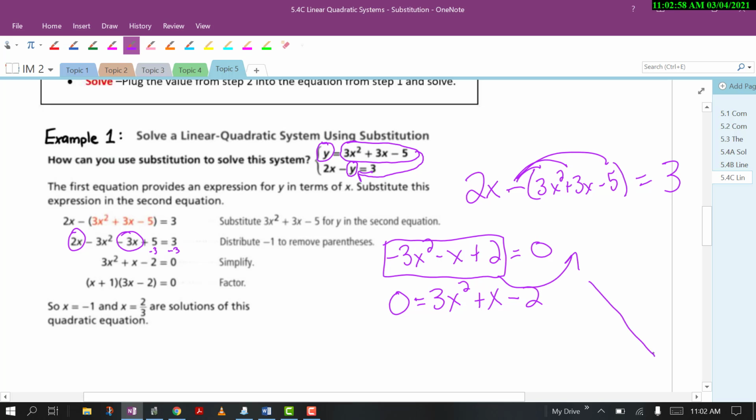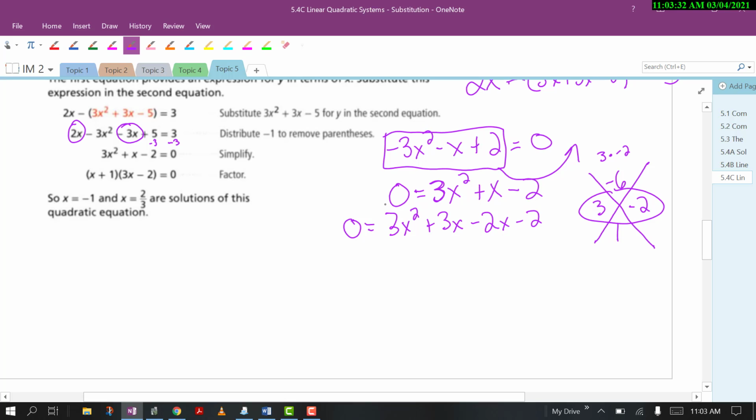From there, we do our diamond problem. It's 3 times the negative 2, so negative 6. We want them to add up to 1. So that would be 3 and negative 2. Our coefficient isn't 1, it's 3. So we've got to do the long way and do factor by grouping. So we have 3x squared, and instead of x, we're going to replace it with these two. Plus 3x minus 2x minus 2.